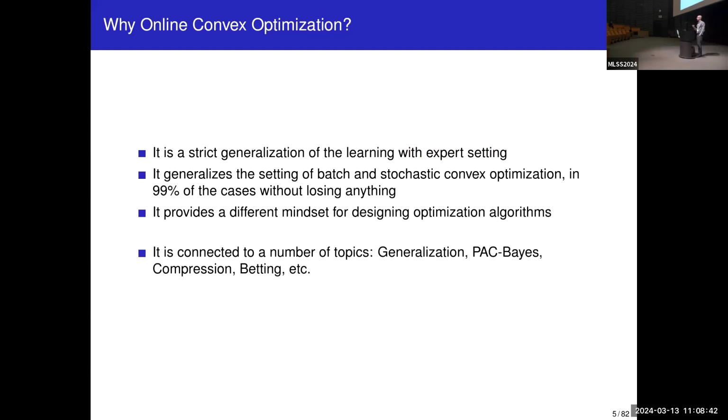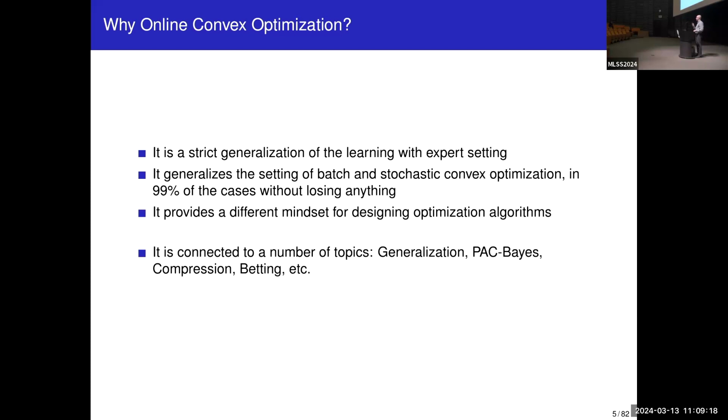Okay, why should we study online convex optimization? Why should we put ourselves in such a difficult framework? Because there are a number of problems that are intrinsically online. So, for example, if you know what learning with experts or learning with bandit feedback is, these are basically just special problems for online learning. And so online convex optimization is basically a strict generalization of this class of problems. But it also generalizes the standard problem of batch and stochastic convex optimization.